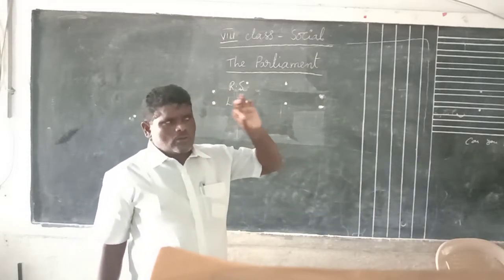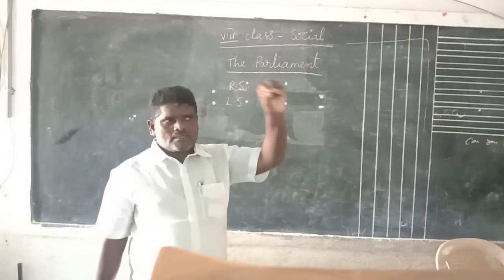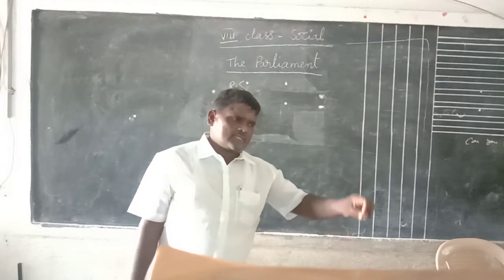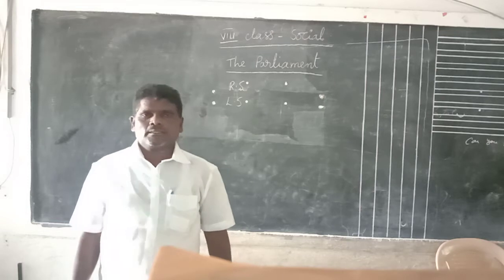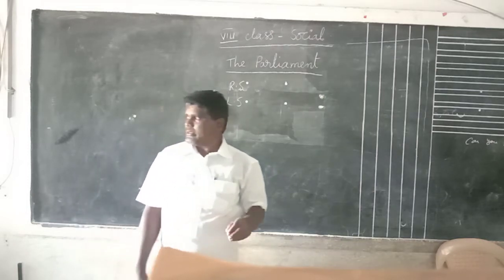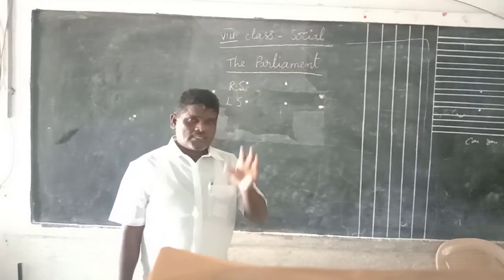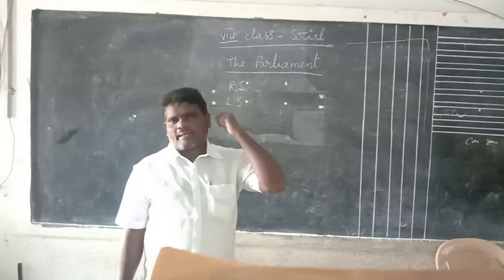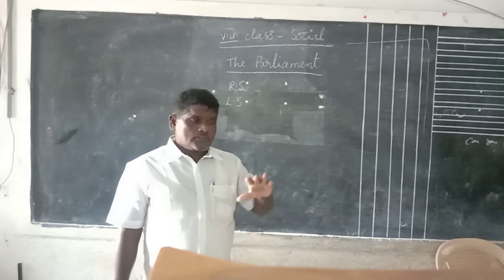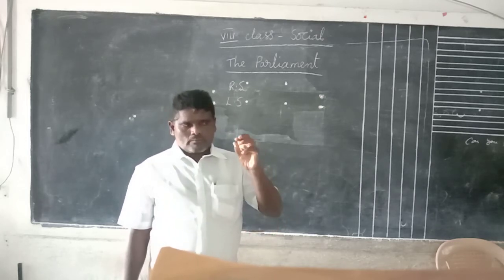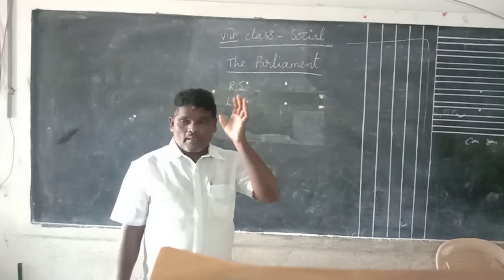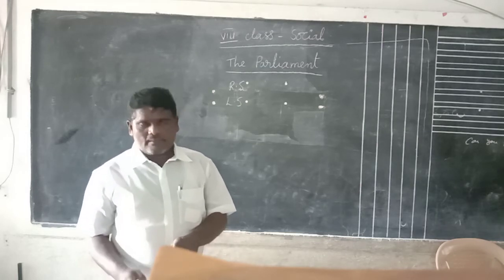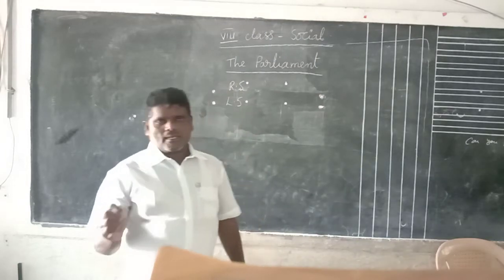Unitary features mean the most important powers are in the central government. Federal features mean central government and state governments are in the country. In our India, there are two governments. Number one, central government. Number two, state governments. The powers are also distributed between state and central. Unitary means majority powers, high powers vested in the central government. The relation between states and central is also of a federal type of government.